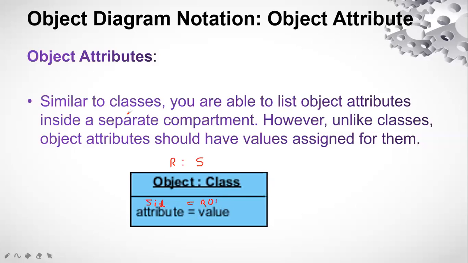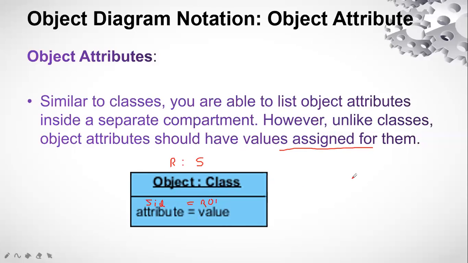Similar to classes, you are able to list object attributes inside a separate compartment. However, unlike classes, object attributes should have values assigned to them. You have to remember this: what is the difference between the class diagram and the object diagram?